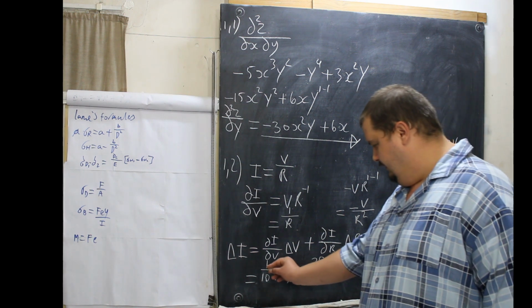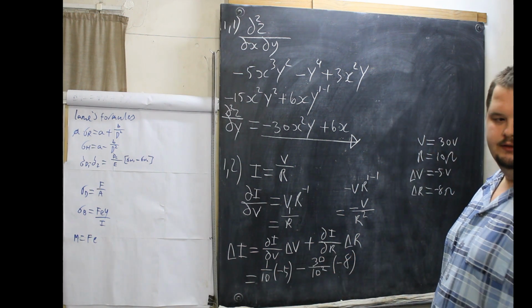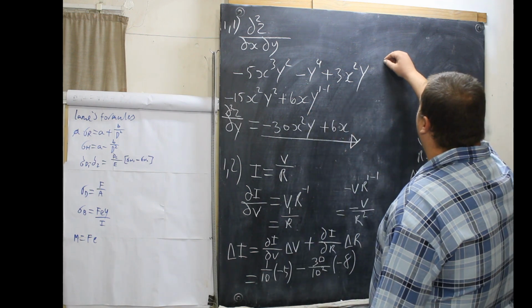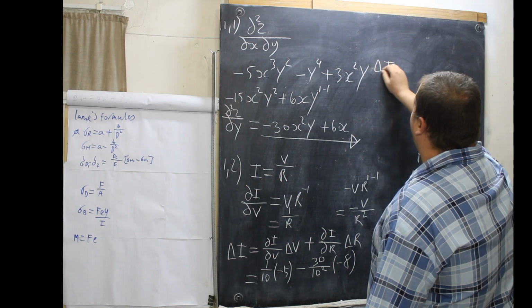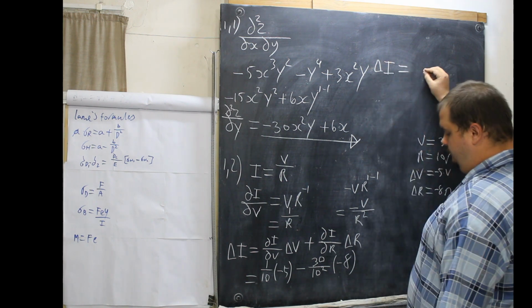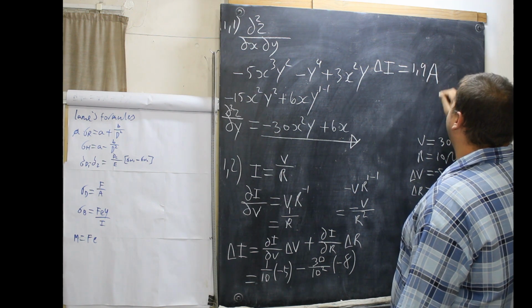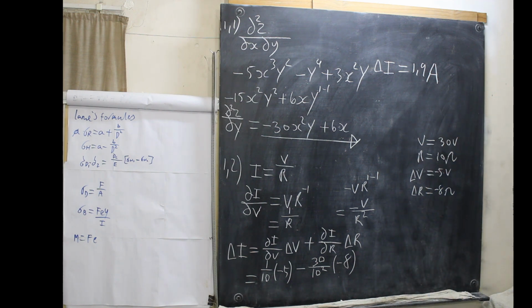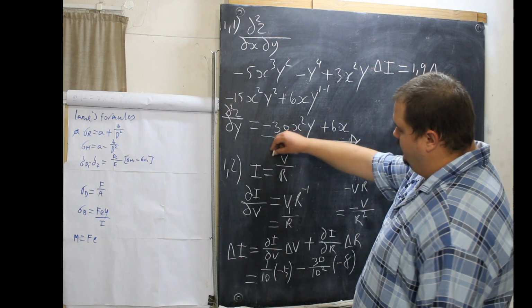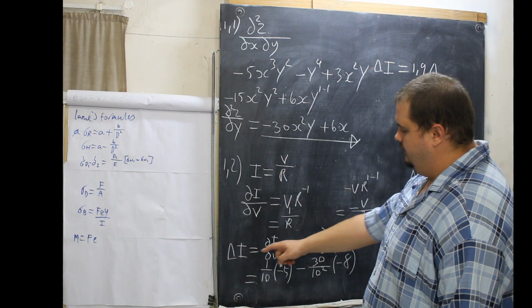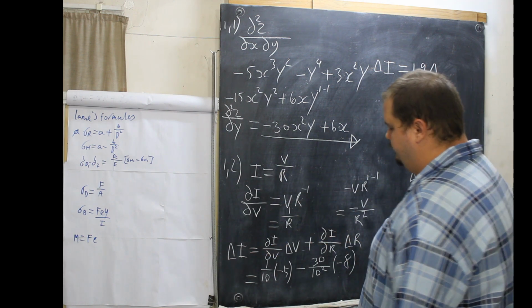Now we can put all this in our calculator and we get the final answer. The change in I is equal to 1.9 amps. So what we have stated here is we have made a change. We wanted the change in I, so the change in I is equal to this formula here.